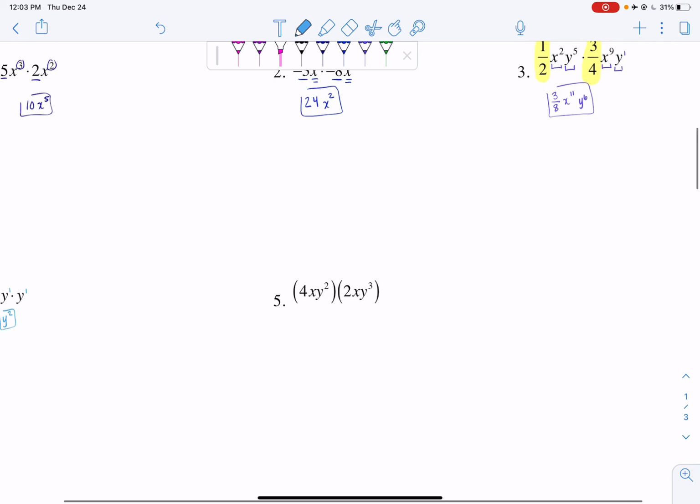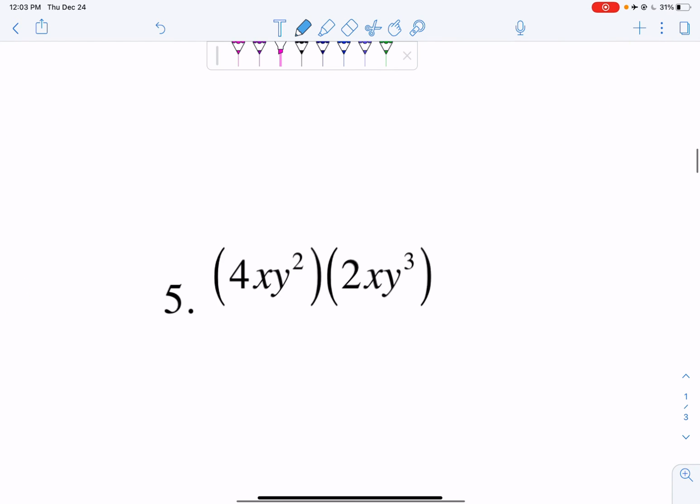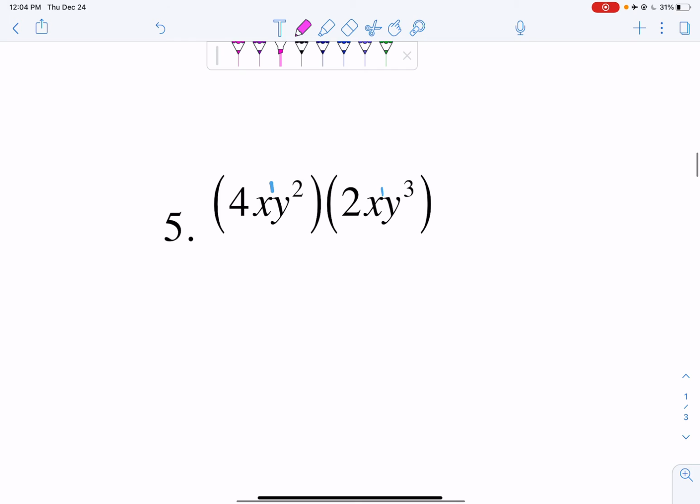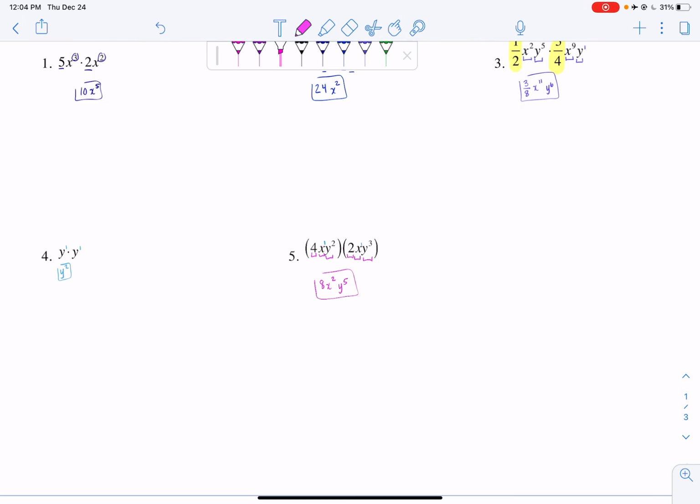Here, if you look at this example, there is no multiplication symbol. But whenever you have two parentheses, that's a sign that you're just going to multiply them together. So before we move any further, I'm going to put my ones with my x's. I'm going to multiply my coefficients. What's 4 times 2? 8. 1 plus 1, 2, so I get 8x squared. 2 plus 3, 5, so I get y to the 5th. So my final answer is 8x squared, y to the 5th.